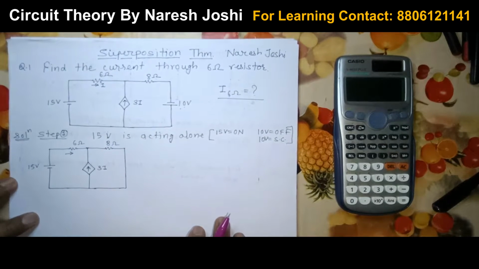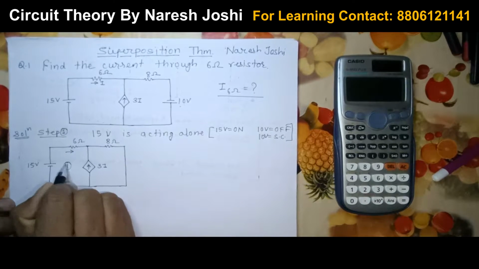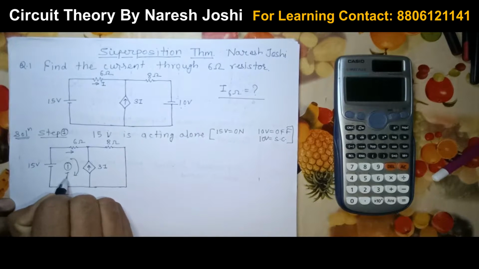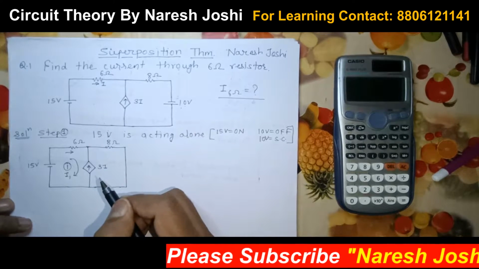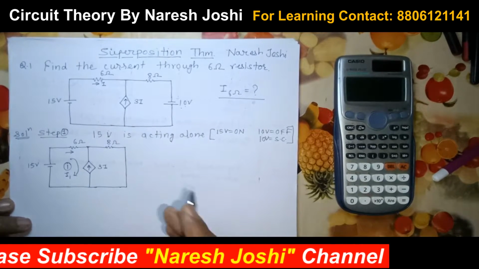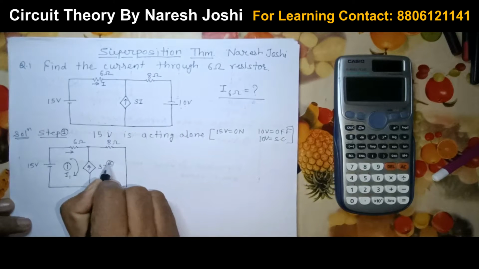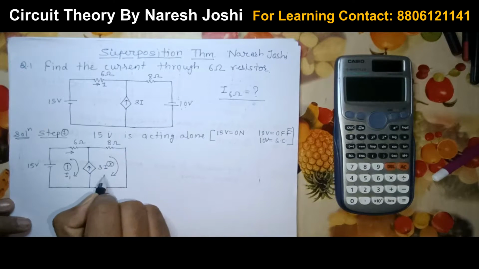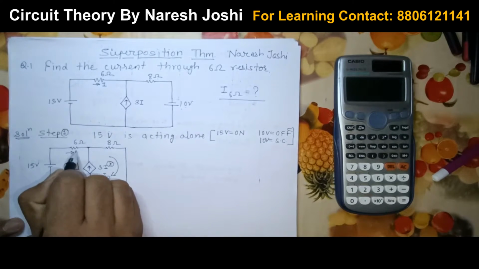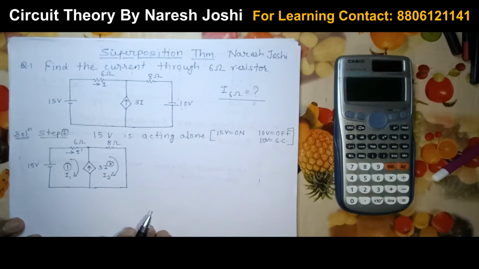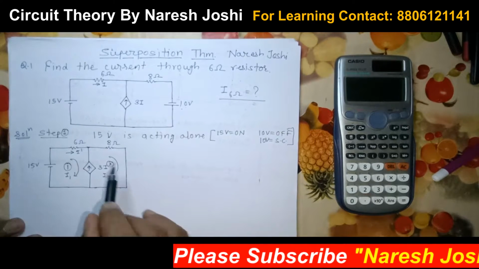After that, you have to apply mesh analysis. You can see this is mesh 1, and the current passing through mesh 1 we have considered as I1. For how to solve the problem using mesh analysis, you can watch my previous videos. I will provide the link in the video. Second, this is mesh 2, and the current passing through it is I2. I consider the current passing through the 6 ohm as I dash, because only the 15 volt source is working at this time.